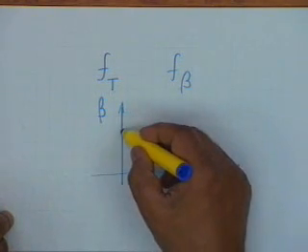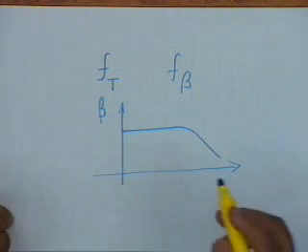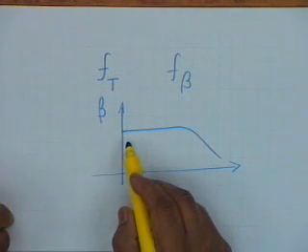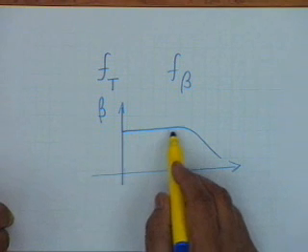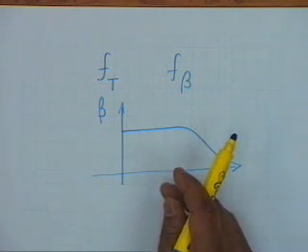Beta varies with frequency, and the variation is like this. That is, at low frequencies and at mid-band, beta is a constant.